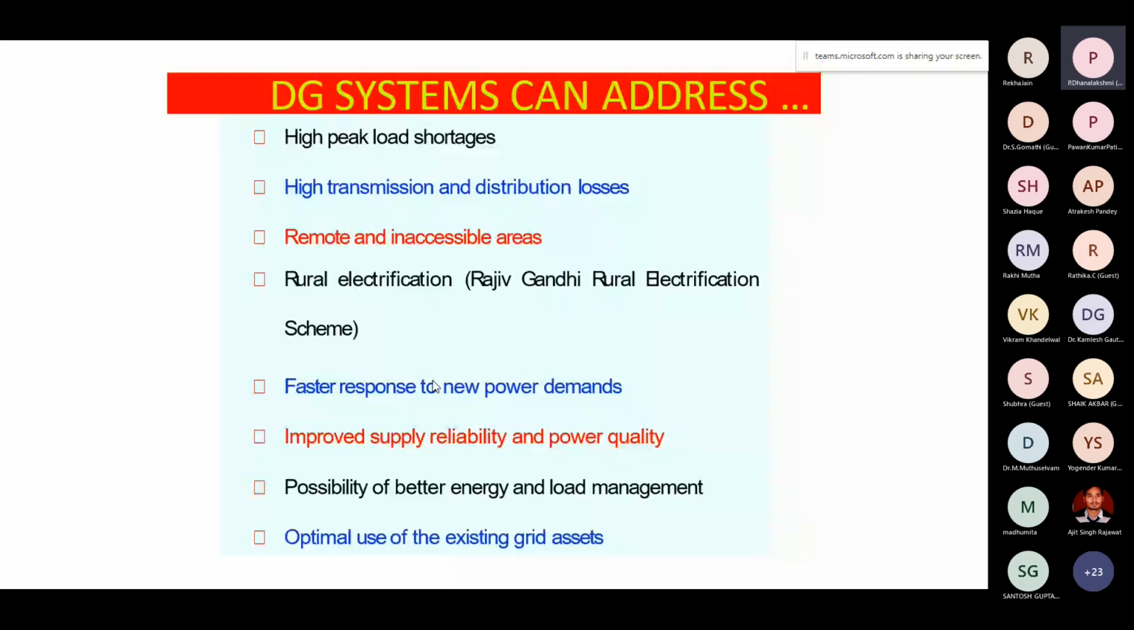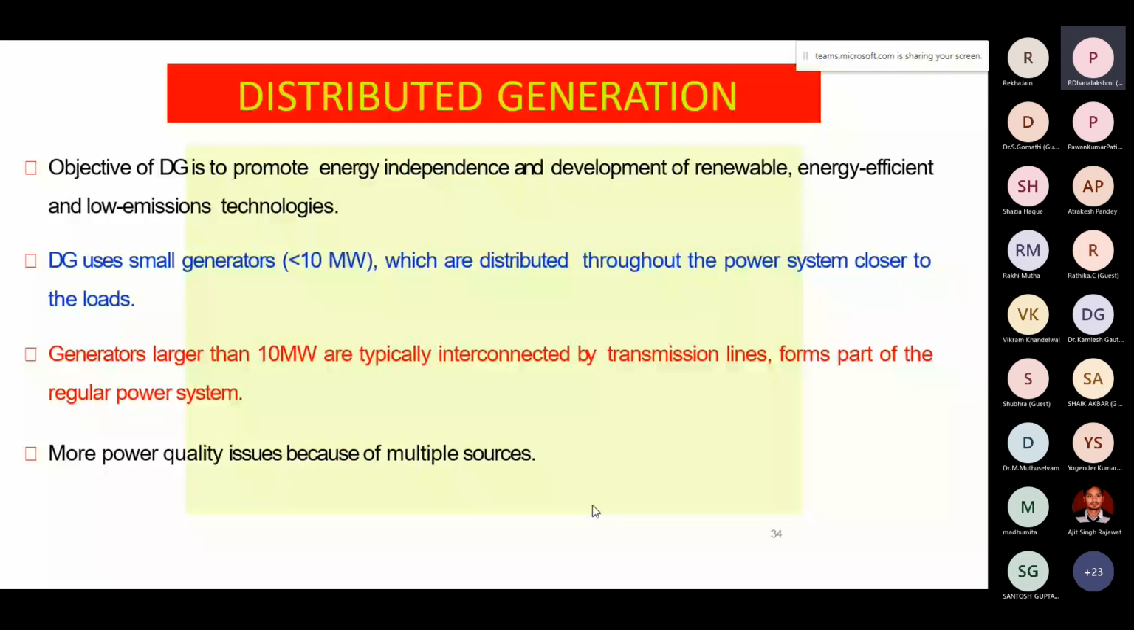And these DG based systems give a faster response to the new power demand and improve the reliability and overall power quality. With this, we will have better energy and load management, and we can optimally use the existing grid. So all these were the advantages, or finally the aspects that can be dealt with DGs.